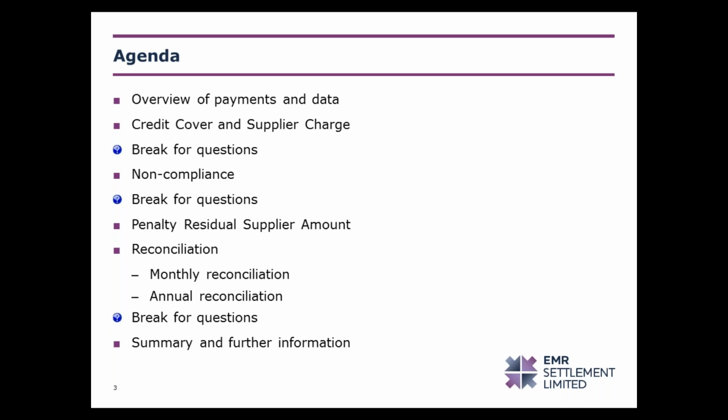The second part of our webinar looks briefly at the penalty residual supplier amount, which is a payment out to suppliers, before diving into reconciliation. Hopefully, you are somewhat familiar with the concept of reconciliation, and today we will see how it works under the capacity market. At the end of this webinar, the aim is that you will be equipped with the knowledge to meet your obligations as suppliers, be able to validate your invoices, and know where to go for more information if required.